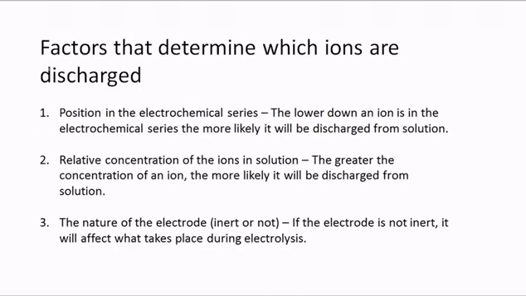Now, there are basically three factors that determine which ions are discharged during electrolysis. The first one is the position in the electrochemical series. The lower down an ion is in the electrochemical series, the more likely it will be discharged from solution. The second factor is the relative concentration of the ions in solution. The greater the concentration of an ion, the more likely it will be discharged from solution.